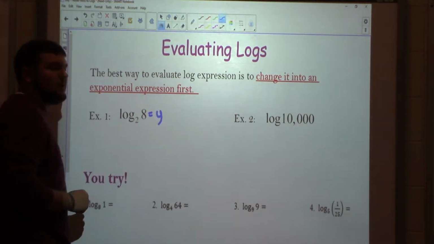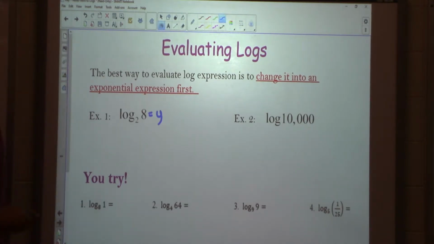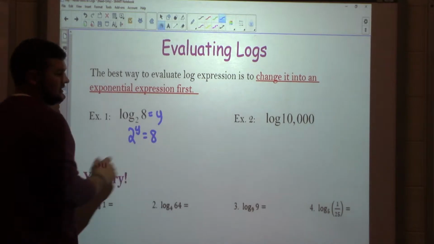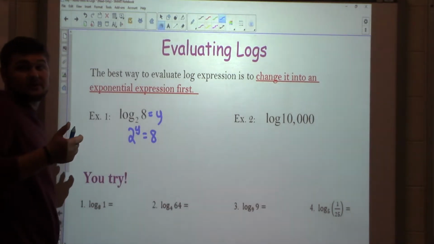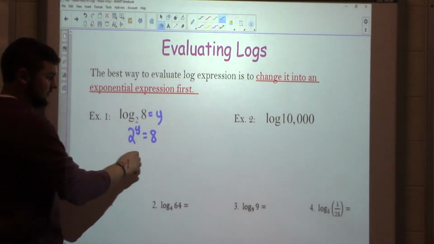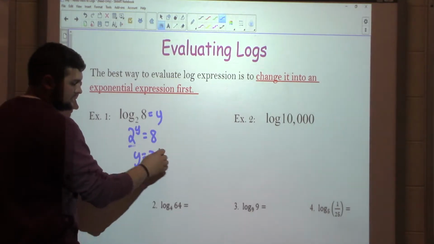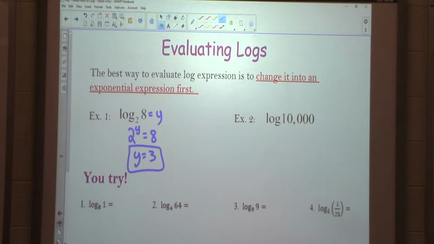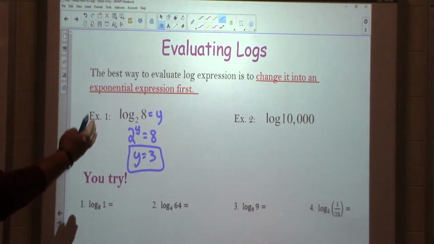If I set it equal to y, I can change it to exponential form. It becomes 2 to what power equals 8? Well, 2 to what power equals 8? 3. So y would equal 3. Once I change it to exponential form, it's a little bit easier to see, right? I know 2 to the third power equals 8. I don't know that log base 2 of 8 equals 3.